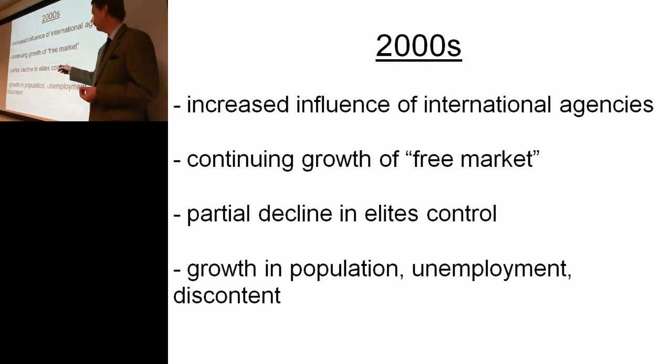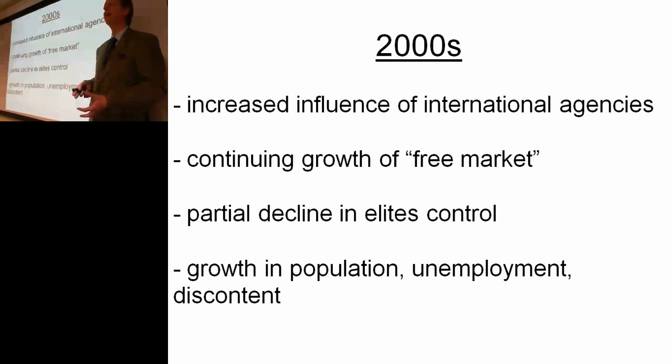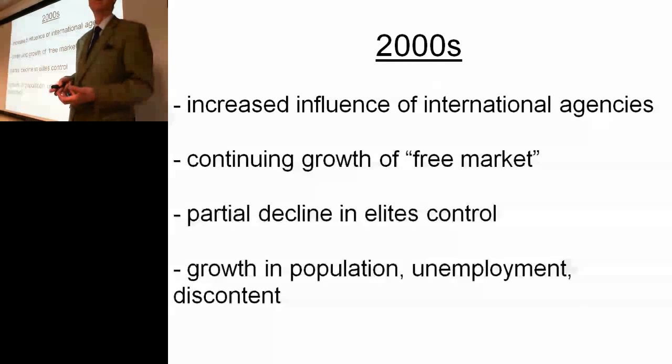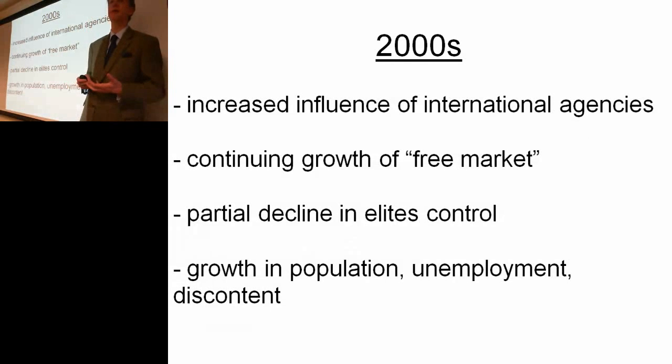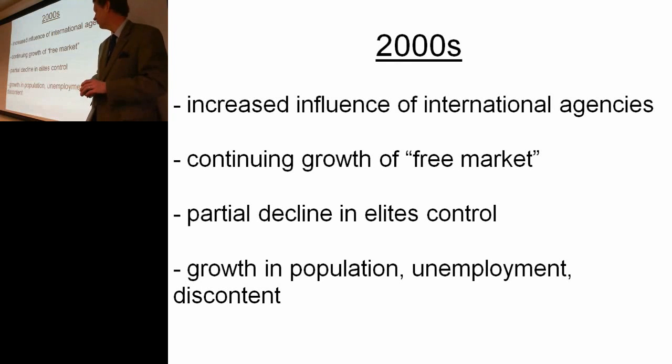Partial decline in elites, again partial, I should have put in inverted commas. They may have lost a degree of control, but they were also gaining a great deal of money out of this. You know, they benefited. If it's not to the president's or the president's families or friends' benefit to set up a company, that company doesn't get set up. Bottom line.